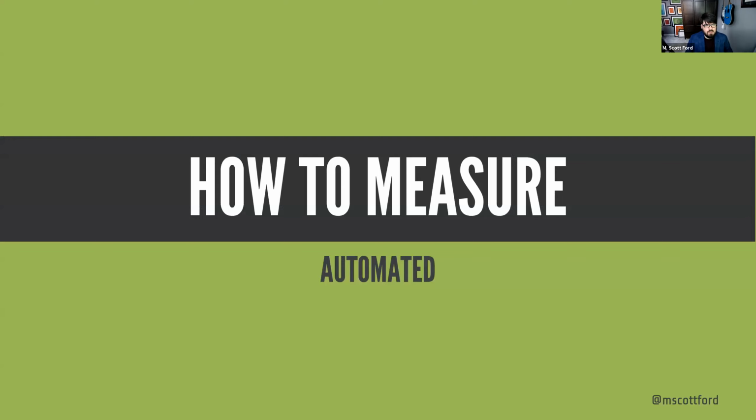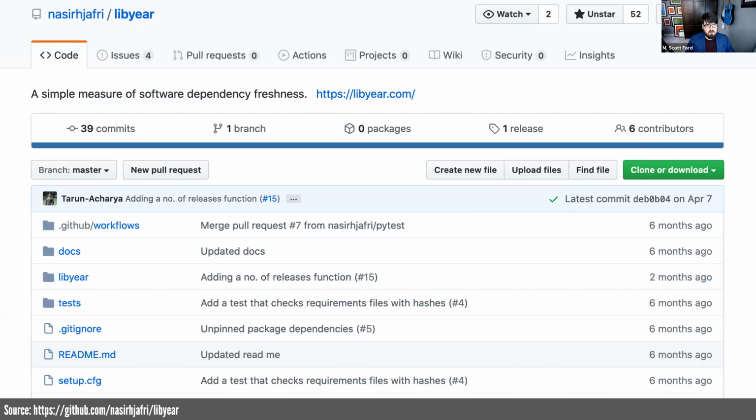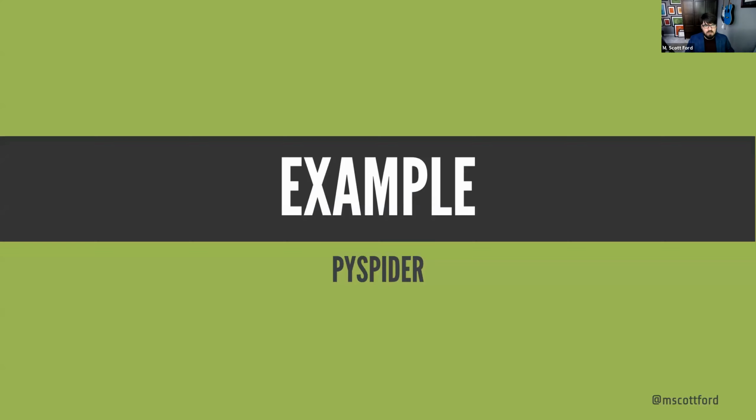So there are tools out there to help you measure this in an automated way, because who has time to look up with pen and paper when things were released? That's what computers are for. Here's a Python project that will do that for you. And there are lots of other language-specific libraries as well that can compute this metric for you. This is just one.